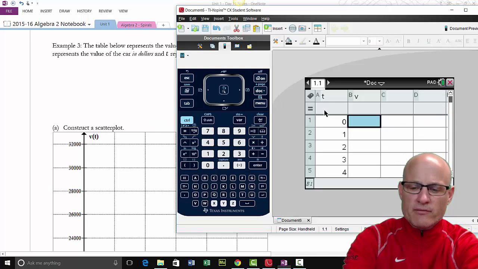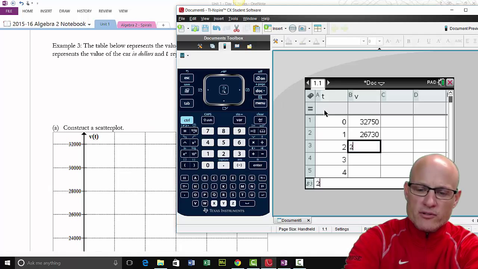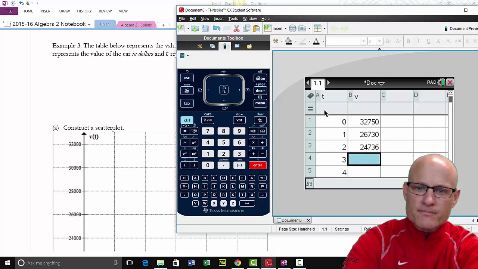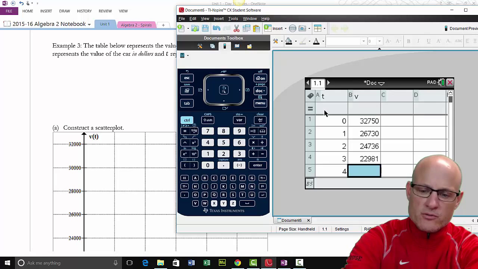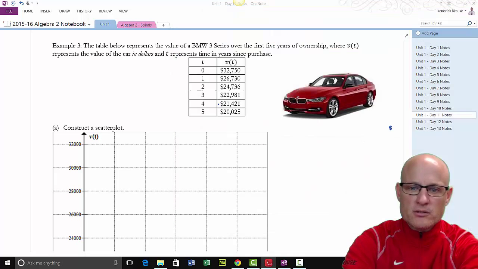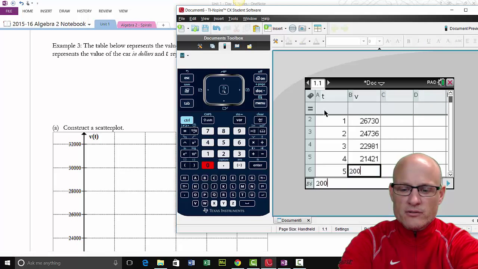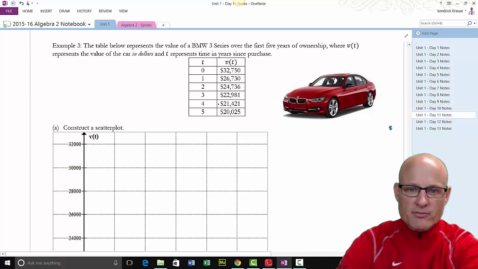Value: 32,750, 26,730, 24,736, 22,981, 21,421, and 20,025. So that's ready to go.